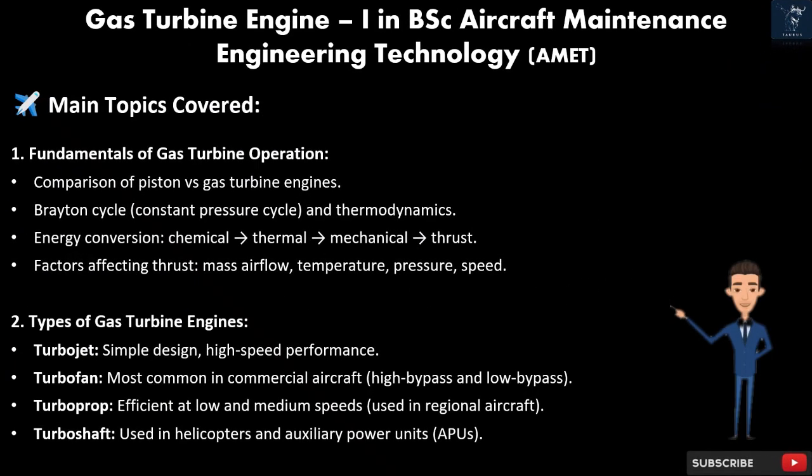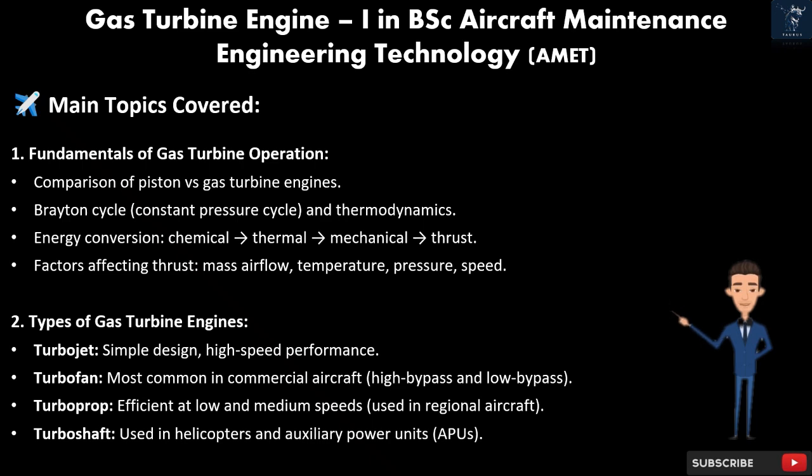Main topics covered. 1. Fundamentals of gas turbine operation. Comparison of piston versus gas turbine engines. Brayton cycle, constant pressure cycle, and thermodynamics. Energy conversion, chemical, thermal, mechanical, thrust. Factors affecting thrust: mass airflow, temperature, pressure, speed.